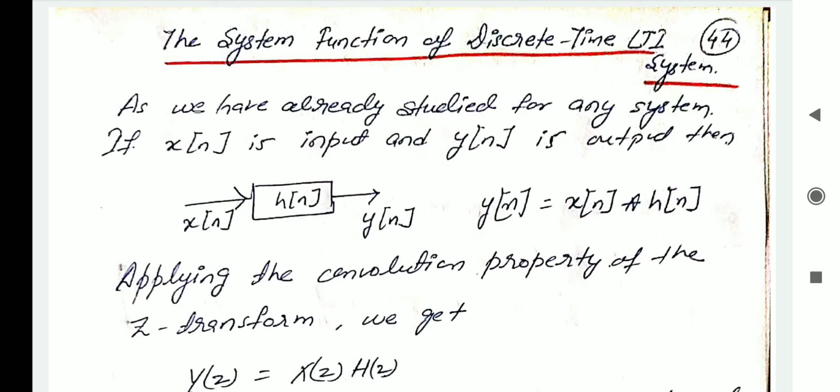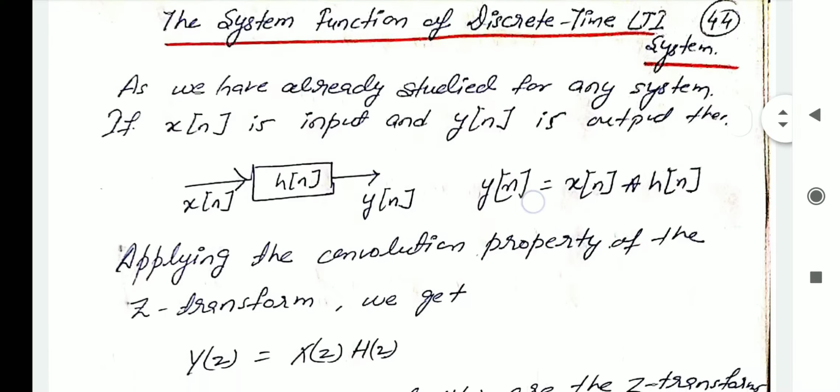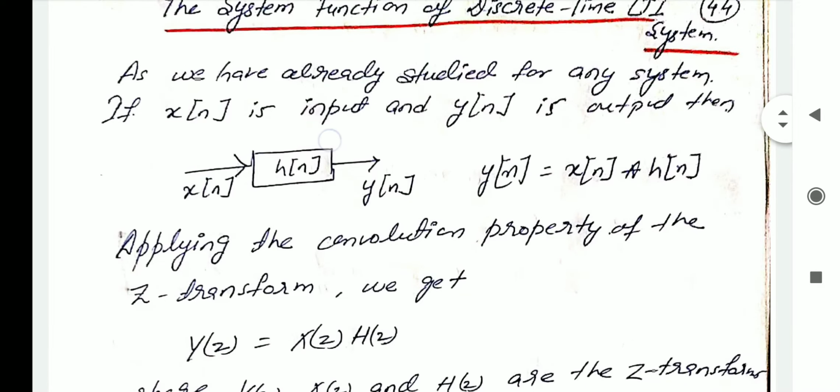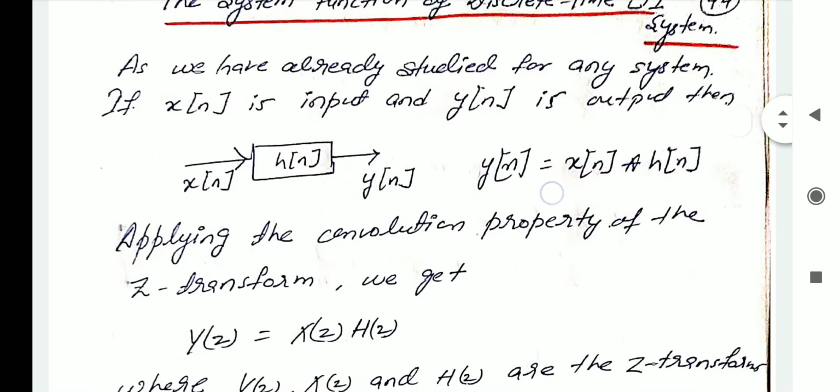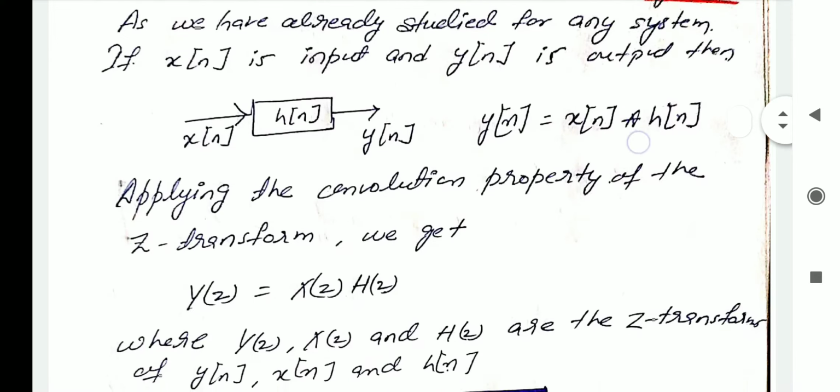Hello students, today we'll start with the last topic of the Z transform, that is the system function of a discrete time LTI system. We have already studied that for any system, if x of n is the input and y of n is the output, then the output y of n is x of n convolution h of n.